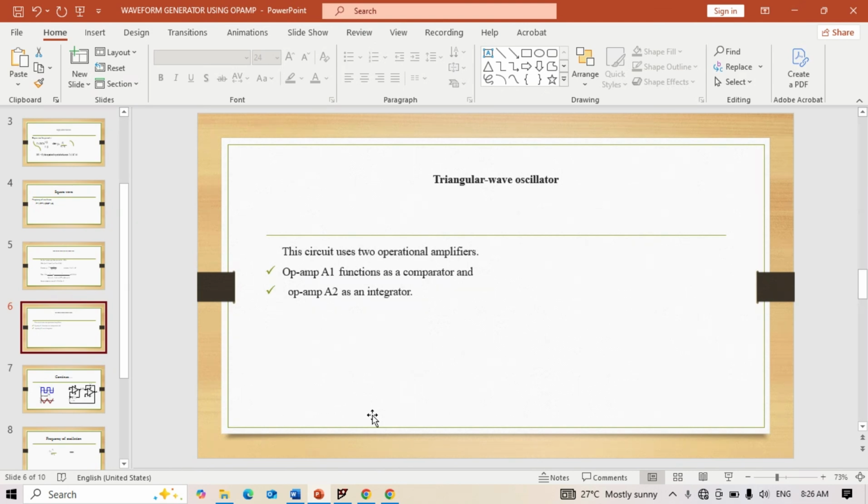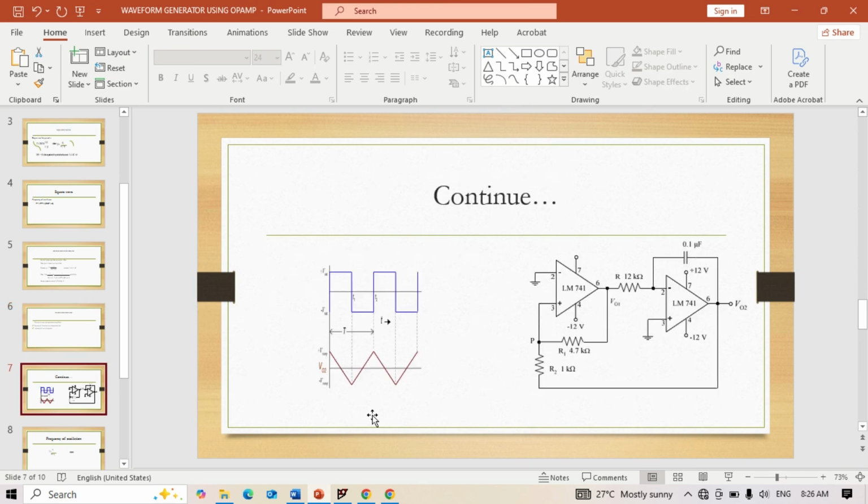The first operational amplifier can be used to build a comparator, and the second one can be used for an integrator. So one for the comparator and the other for the integrator. Two amps, one for the comparator, the other for the integration. And let's see a simple circuit diagram.